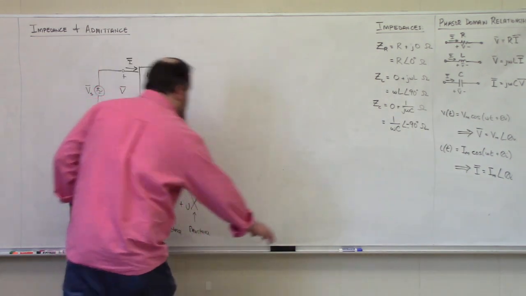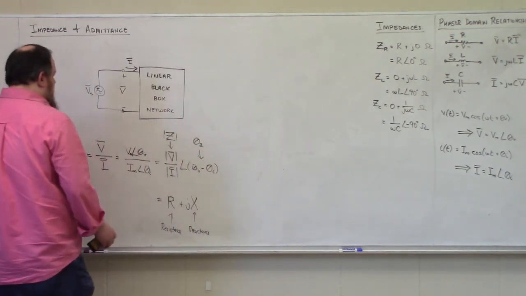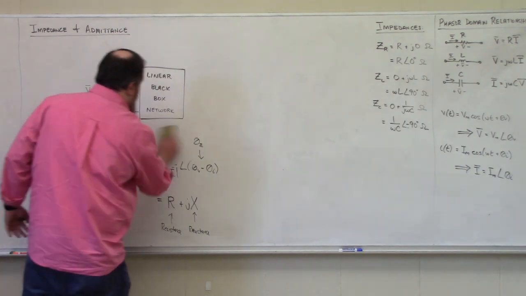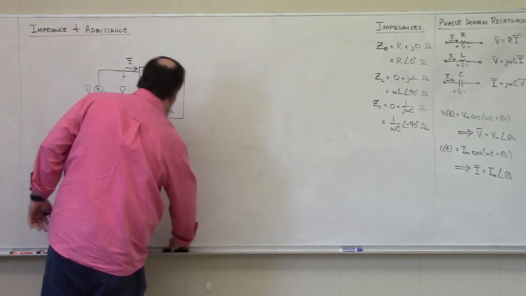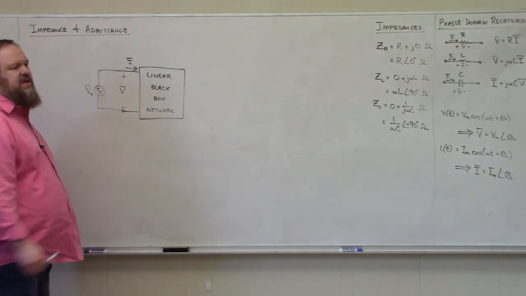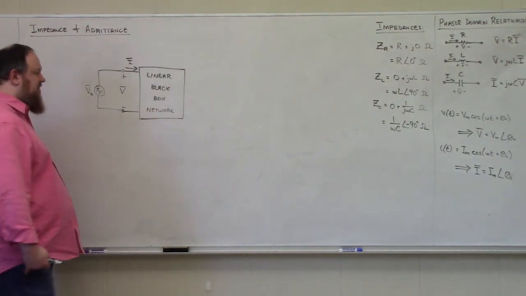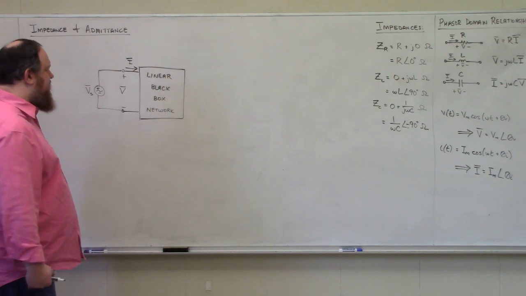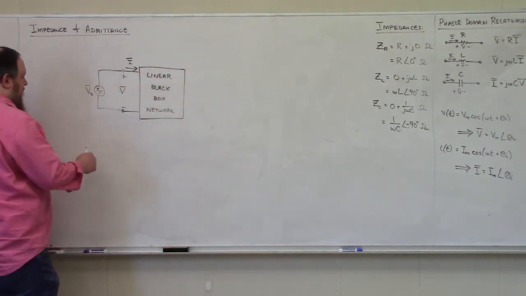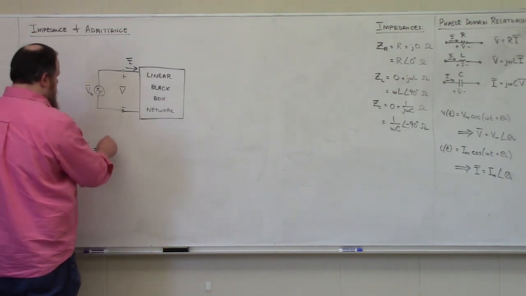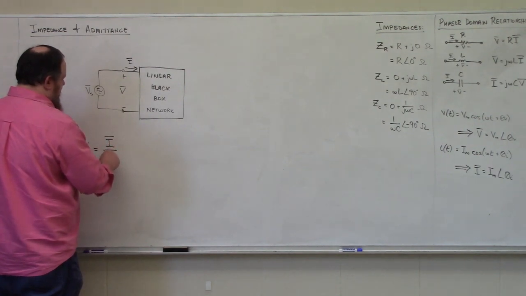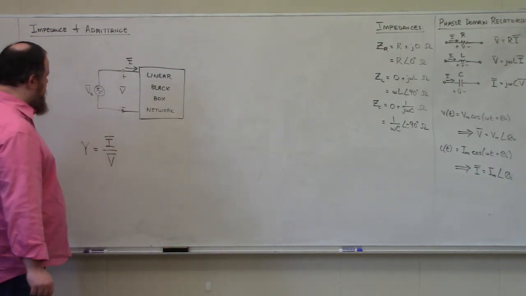Now, our next topic will be admittance. This isn't going to be used an awful lot in this particular class, but when you get into your classes on network theory and things like that, the concept of admittance will come up a lot. Admittance Y is defined to be the ratio of the phasor current divided by the phasor voltage.